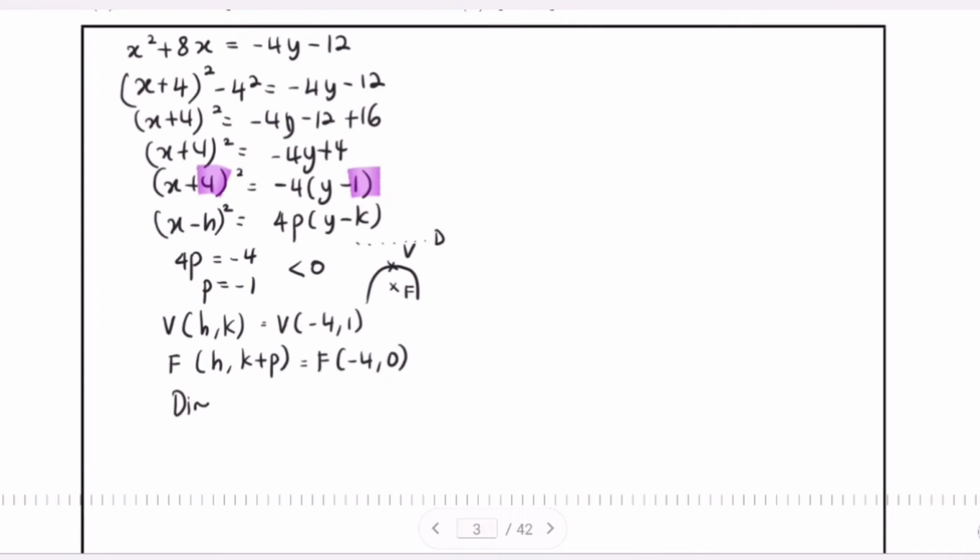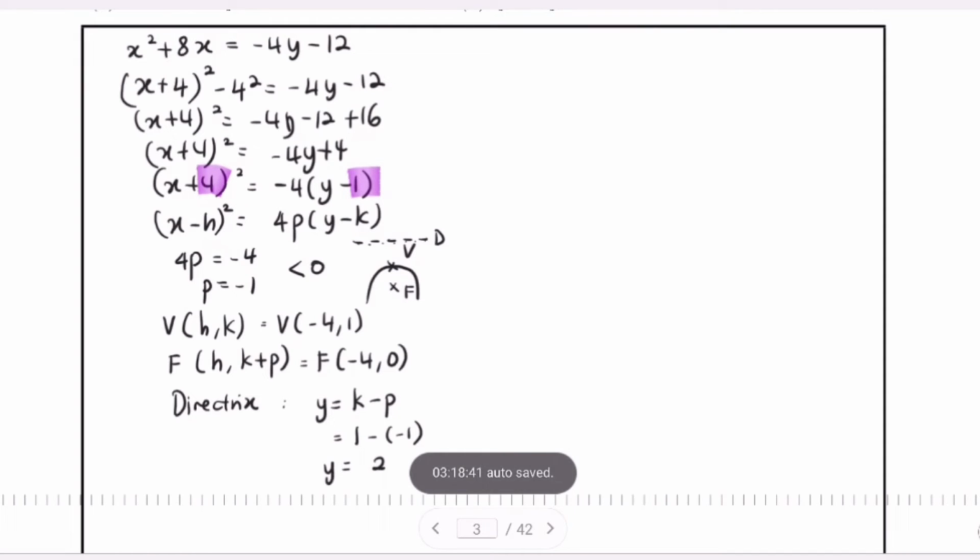For the directrix, the formula is y equals k minus p. So our k is 1 minus p, which is negative 1. So y equals 2.